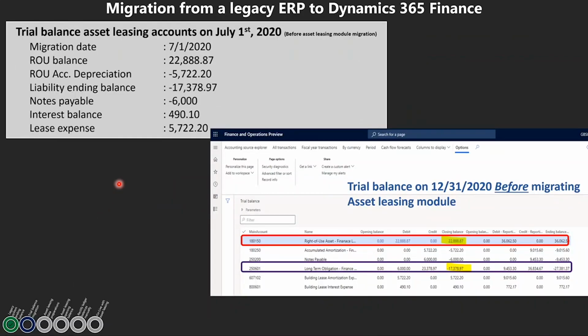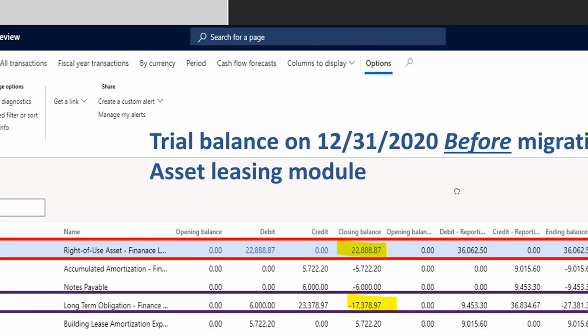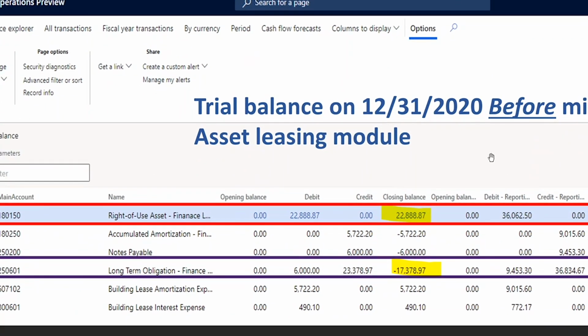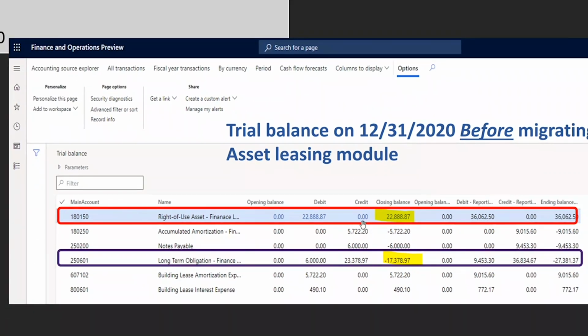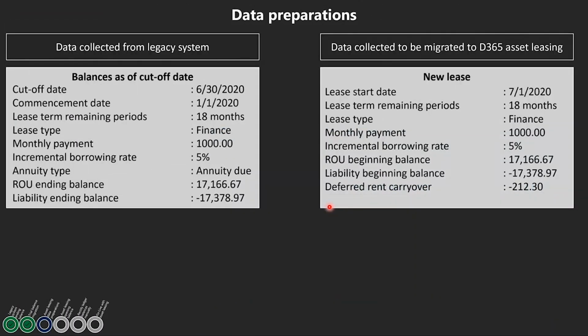Here we have the trial balance in D365 as of the end of 2020, before migrating the leasing module. So let's take note of the right of use asset balance and the liability balance. These are the closing balances for both of them. Then, moving to the data preparation, we have all the data: the cutoff date, the commencement date, the lease term, remaining periods, and ending balance of the right of use asset and liability.